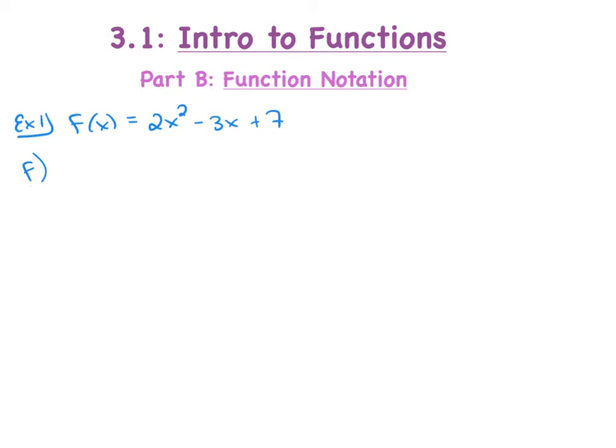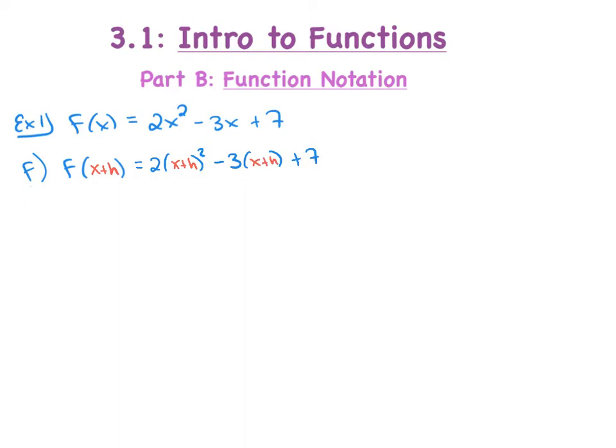Part F. We're going to find f of x plus h. This, by the way, is the start of a big concept in calculus called the difference quotient. So f of x plus h, I'm going to do it exactly like I've been doing all the other ones. Everywhere I see an x in my formula, I'm going to replace it with parentheses. 2 parentheses squared minus 3 parentheses plus 7. And then into those parentheses, I put x plus h.